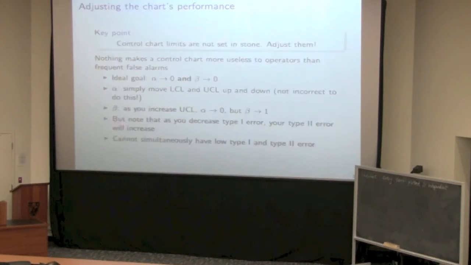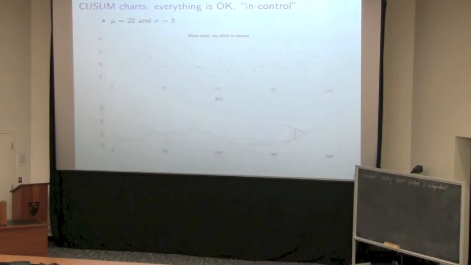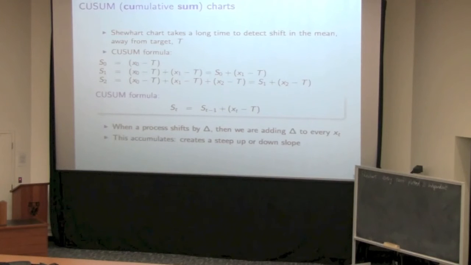Go back forward to the cumulative sum chart, take a look at that formula. This formula, let's take S2 as an example, is an infinite sum of all the data going backwards in time. In fact, we can write it in this recursive way: the current S is equal to the previous S plus the new delta. Well, the previous S is a function of the previous X, and the one before that is a function of the X before that still.